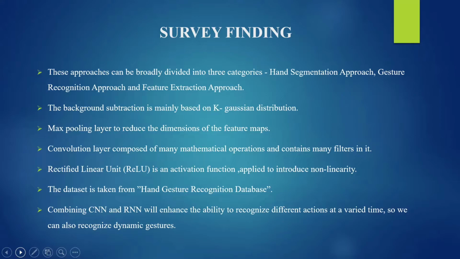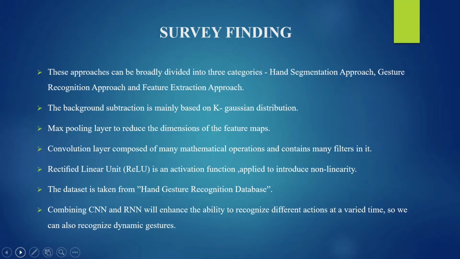From the papers we have studied, the background of the image we are showing is subtracted by the K Gaussian distribution, and a max pooling layer is used to reduce the dimension of the feature map. So the max pooling layer is used to reduce the dimensions of the features we are extracting. And then we will use convolution layers composed of many layers, and filters are used in the convolution layers, for example, the rectified linear unit. This is one type of activation function applied to introduce non-linearity in our model.